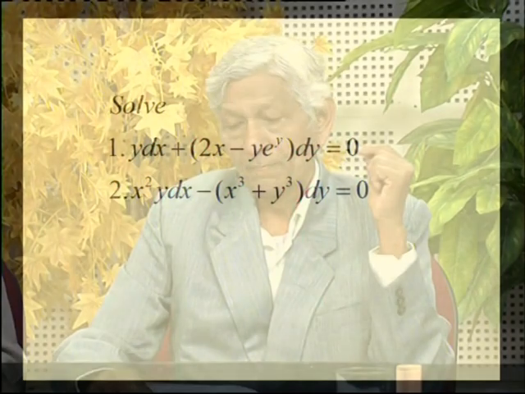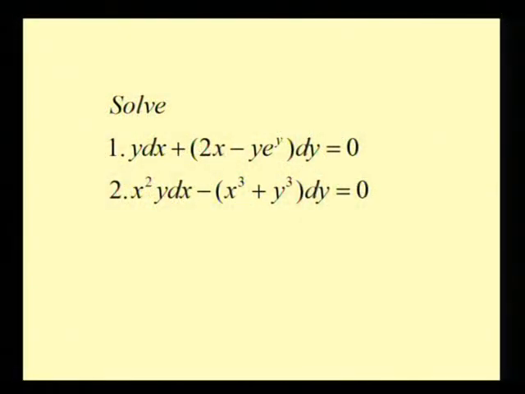So now Mr. Rajesh will solve some examples using integrating factors. First is y dx plus (2x minus y e raised to y) dy equal to 0, and second is x square y dx minus (x cube plus y cube) dy equal to 0. So these both are in the form M dx plus N dy equal to 0.